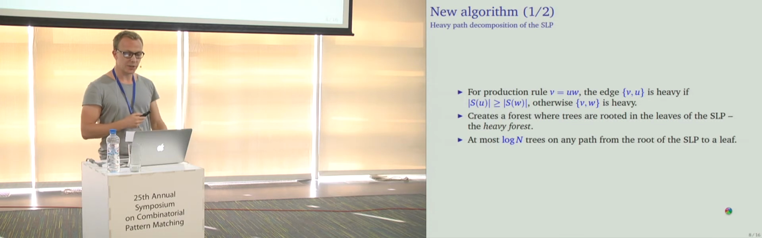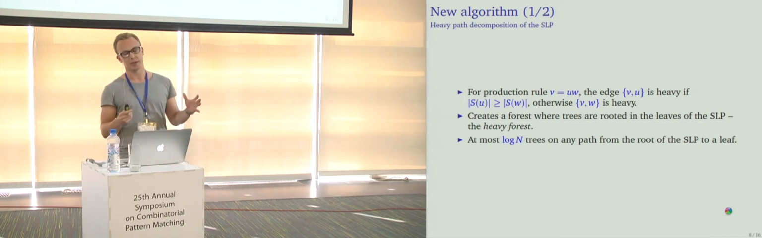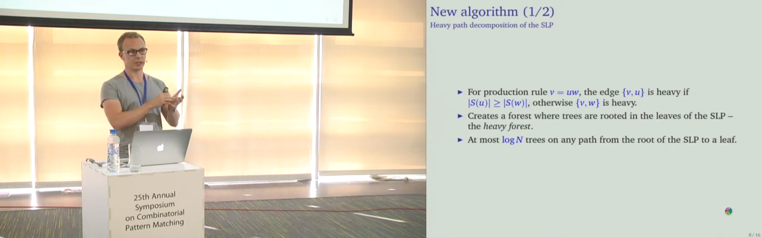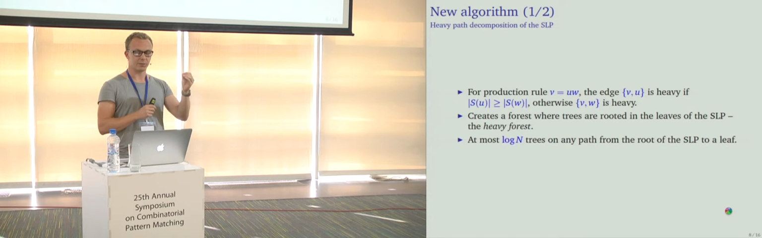So the first step of the new algorithm is to make a heavy path decomposition of the straight line program. What we do is that for each node, we choose the outgoing edge that leads to the node that generates the longest string as a heavy edge. Normally when we do this for trees, if you know the heavy path decomposition for trees, what we get is a set of disjoint paths. But when we do it for DAGs, what we get is a set of disjoint trees, and we call this the heavy forest.